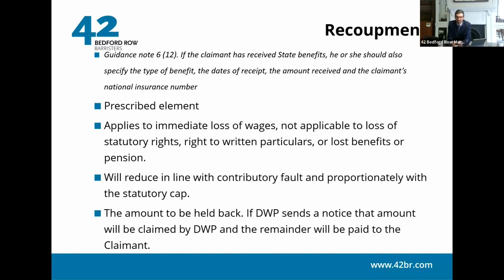As I say, this is the amount that will be held back from an award. The DWP will then, if applicable, give a notice to say what they are claiming, and then the remainder will be paid onto a claimant. And it's important to note in any judgment or order, given where recoupment is in play, it must specify the amount of the prescribed element and what will be held back for those purposes.